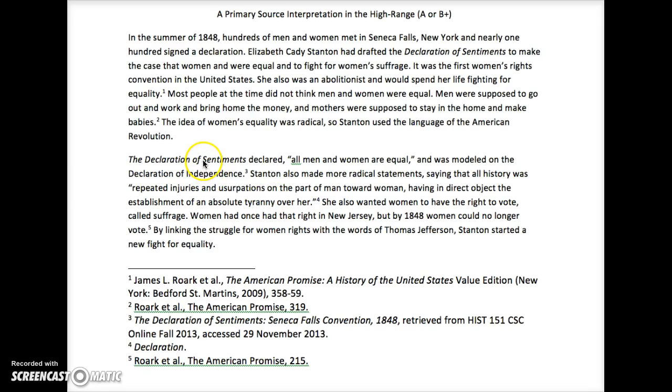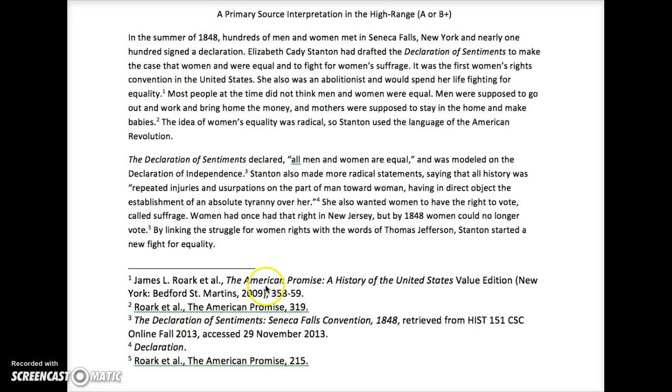So the Declaration of Sentiments, that's Stanton's primary source, says that all men are created equal, modeled on the Declaration of Independence. By linking the struggle for women's rights with the words of Thomas Jefferson, Stanton started a new fight for equality. Whoa, we like that. It's tying this primary source into bigger issues in American history.